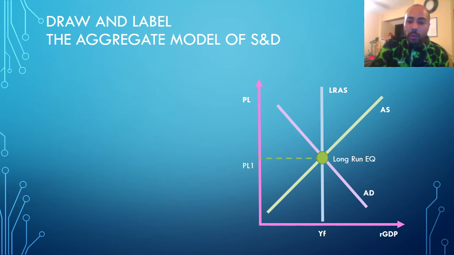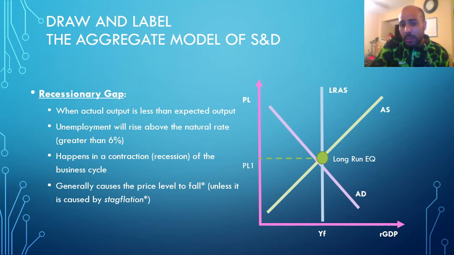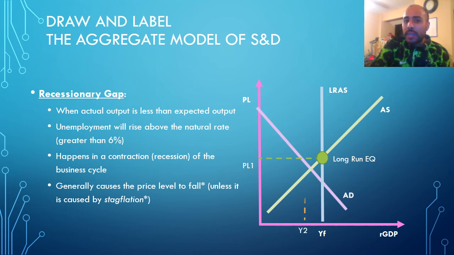All right, now for shifting our aggregate demand in the opposite direction, to the left, we would create a recessionary gap. A recessionary gap is when our actual output is less than our expected output. So this causes our unemployment to rise above the natural rate. It'd be greater than 6%. It looks a little something like this. So you see I shifted aggregate demand to the left. Now we've got a new equilibrium at PL2 and Y2.